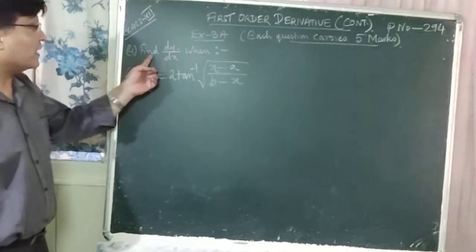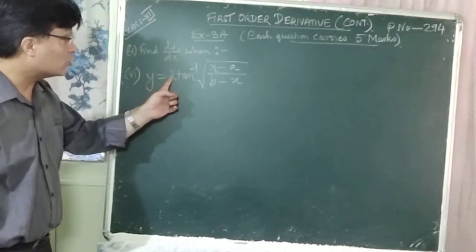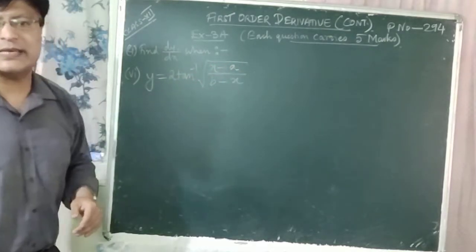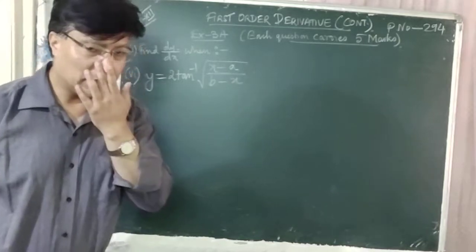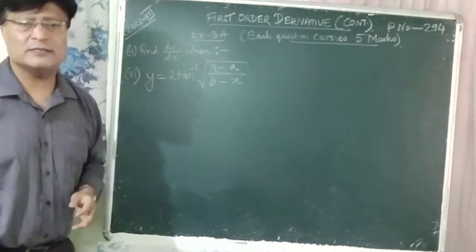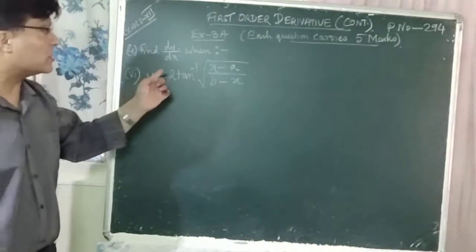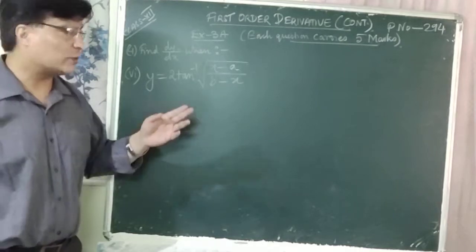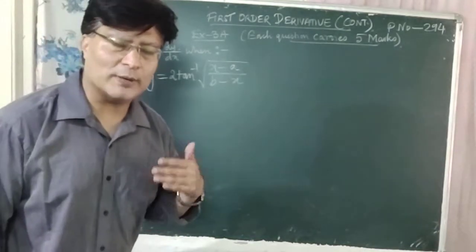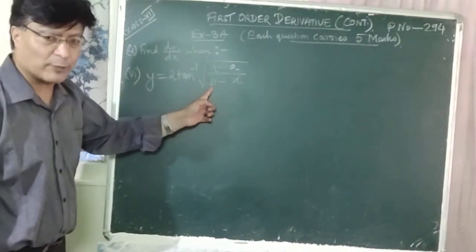Okay. So find dy by dx when number 6 is y is equal to 2 tan inverse root over x minus a upon b minus x. Now in this case you have to find out dy by dx, but you cannot simplify this inverse circular function here. You cannot do the trigonometric substitution here also, so that we can have tan inverse tan x form. So in this case you have to directly differentiate it by using the tan inverse x form.